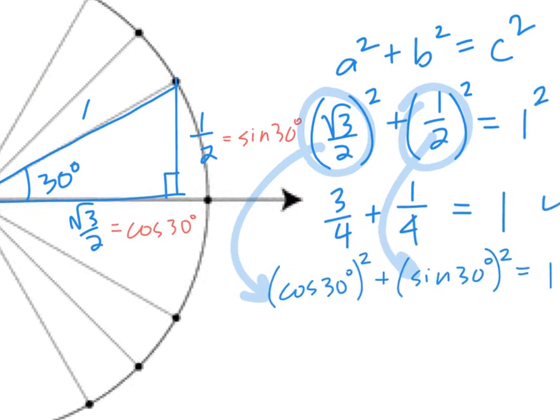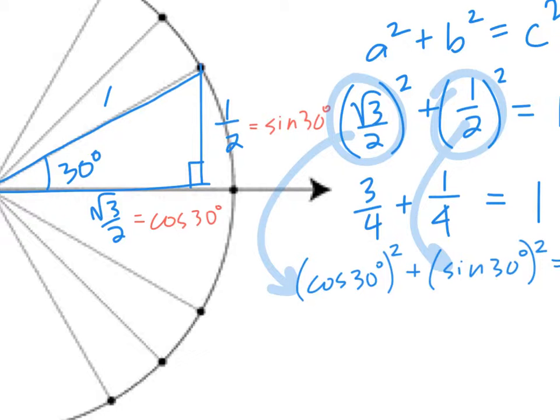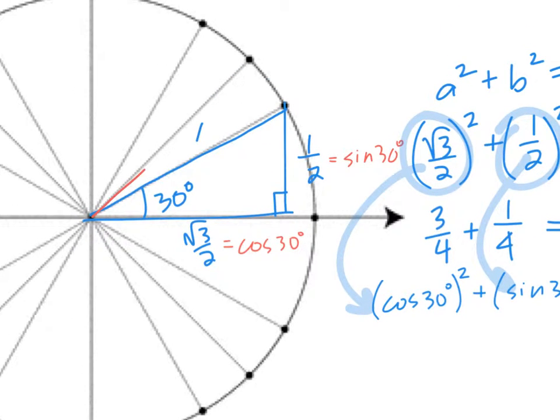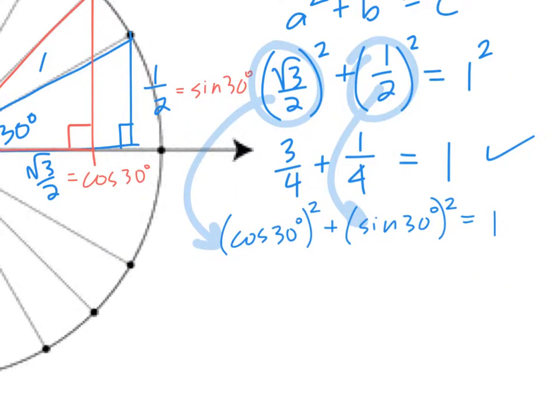Now, I don't really have to draw this triangle. I can draw another triangle here, right? The 45 degrees. And then I can do the same thing. And because it's a right triangle, it will always work. Therefore, I can say that this is cosine of theta.